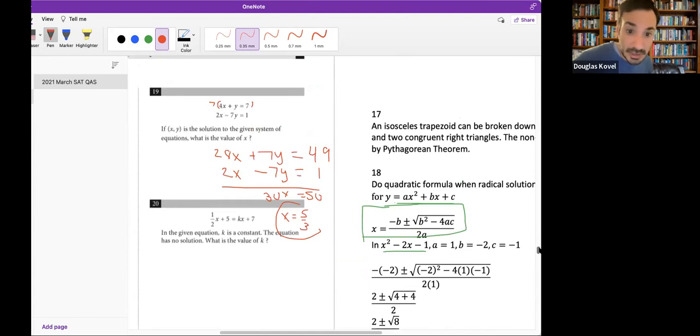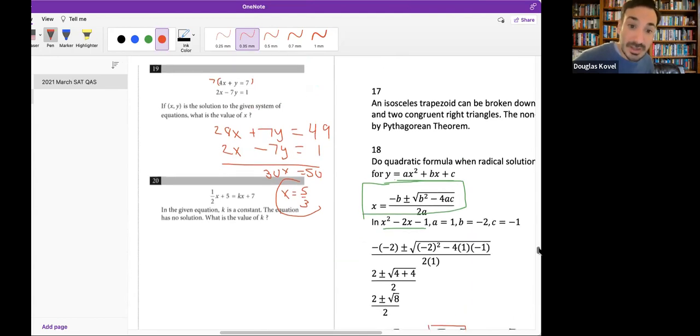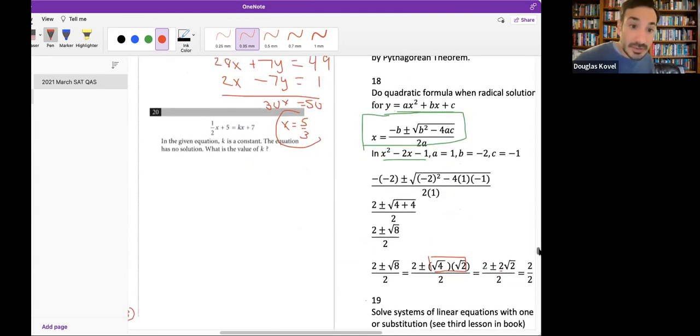All right, so then the last one for the no calculator section is 20. This is an example of what I said would be a hard question that's actually not that hard if you know the rule. It's just a rule that a lot of students forget. So here they tell you in the given equation, k is a constant.